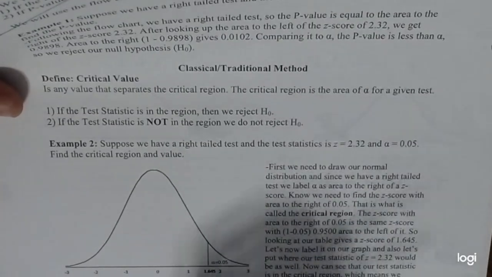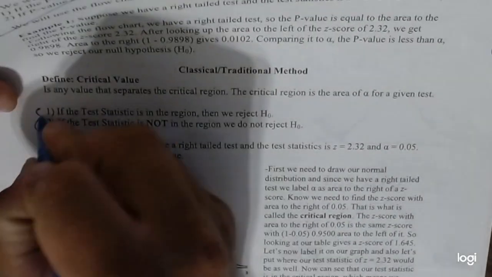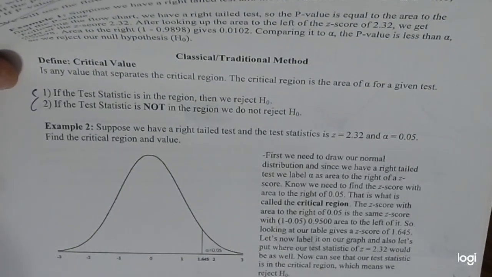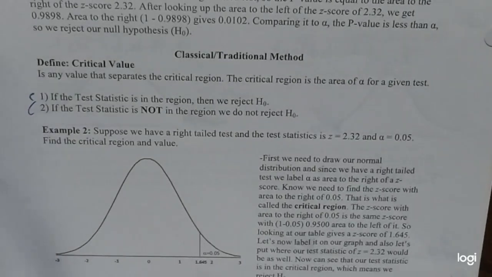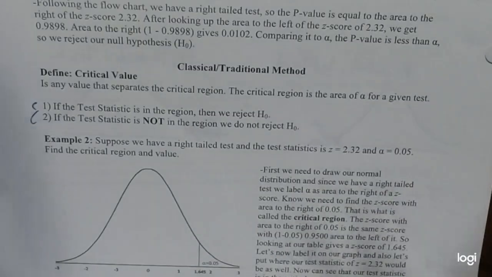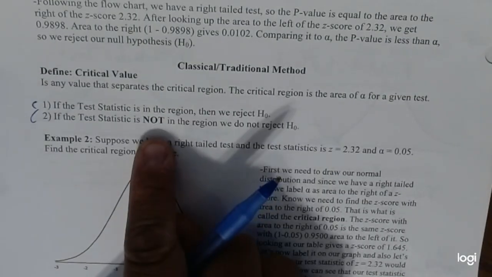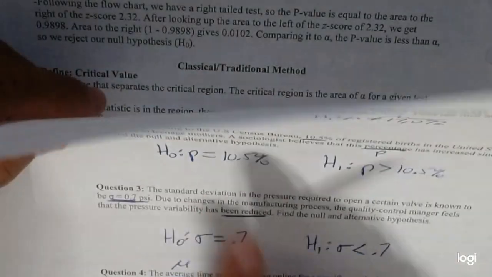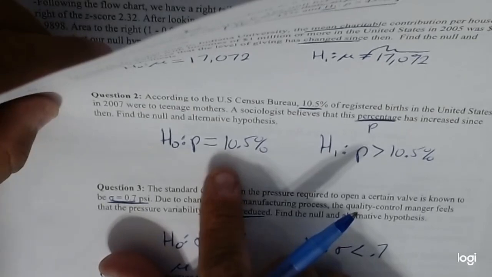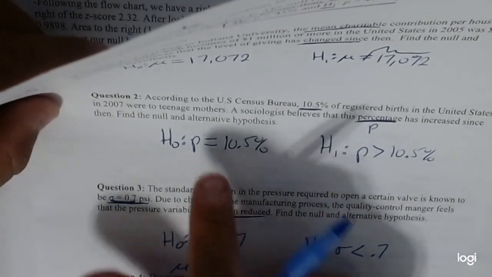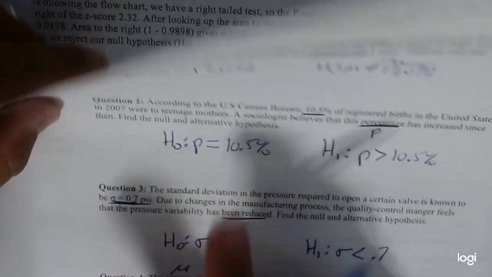Okay? So once we find that critical region, or the critical value that separates it, we're going to have one of these happening. If the test statistic is in the critical region, then we reject the null hypothesis, which means there is evidence to conclude that the alternative is actually true. However, if the test statistic is not in the critical region, we do not reject the null hypothesis, which means it was true to begin with, as we started, and there's not enough evidence to state that the alternative is actually true. That shows you which one is going to be true based off this information.